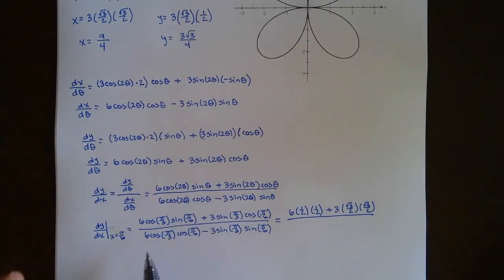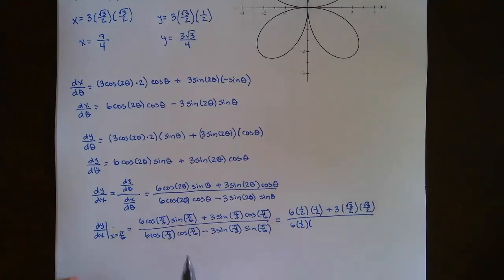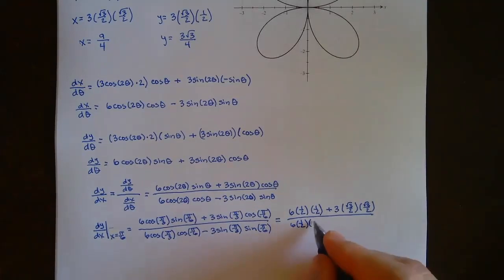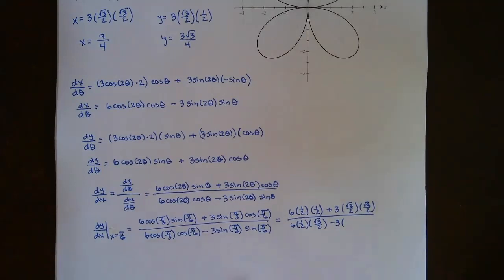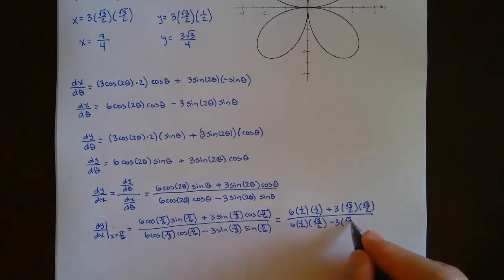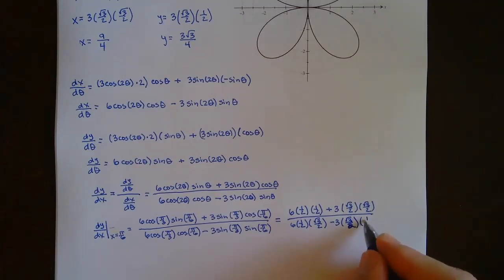Over, and then 6 times cosine of pi over 3. Cosine of pi over 3 would be 1/2, so 6 times 1/2. Cosine of pi over 6 would be square root of 3 over 2, minus 3 times sine of pi over 3, which would be square root of 3 over 2, over 2. And then sine of pi over 6 would be 1/2.